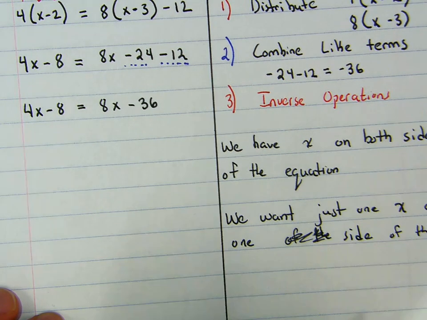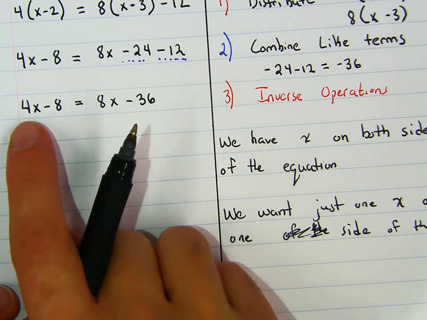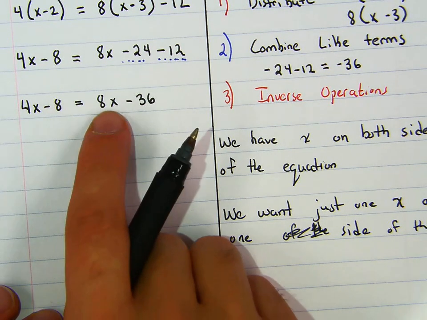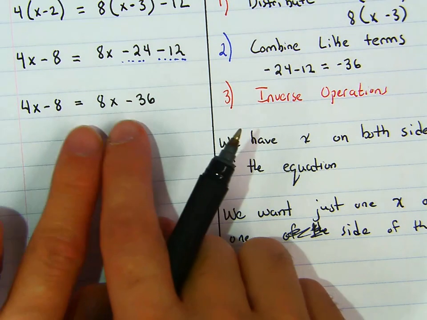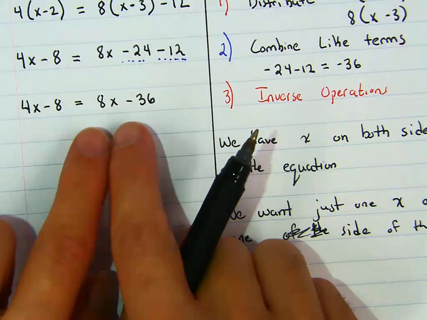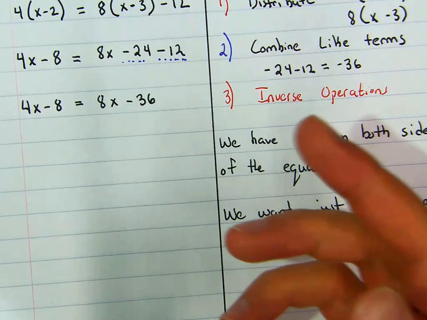Now notice that if I have a 4x here and an 8x here, what you could do is subtract 4x on both sides, or I could subtract 8x on both sides.